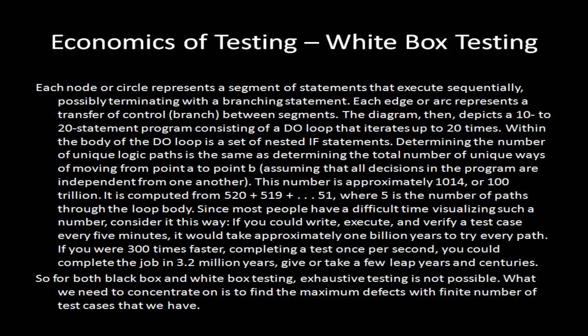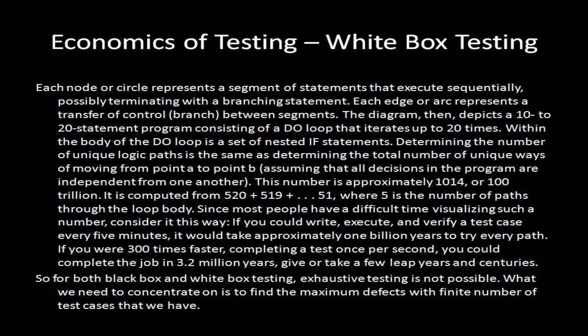Determining the number of unique logic paths is the same as determining the total number of unique ways of moving from point A to point B, assuming that all decisions in the program are independent from one another. This number is approximately 10^14, or 100 trillion. Since most people have a difficult time visualizing such a number, consider it this way: if you could write, execute, and verify a test case every 5 minutes, it would take approximately 1 billion years to try every path. If you were 300 times faster, completing a test once per second, you could complete the job in 3.2 million years, give or take a few leap years and centuries.